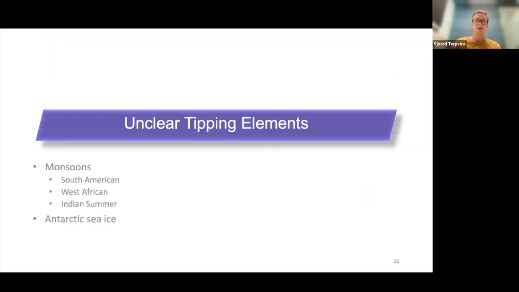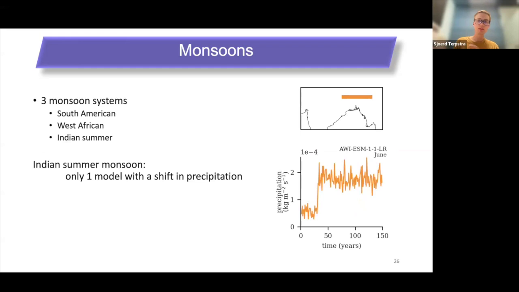Okay, the next section is about unclick tipping elements, which is about the monsoons and Antarctic sea ice. So we looked at three monsoon systems: the South American, the West African, and the Indian summer monsoon systems. And for this, we looked at the precipitation and latent heat flux. So we didn't look at specific indices for monsoons that also exist, because we just looked at the raw CMIP6 variables. And generally, we didn't really find any signal, nothing in the South American or West African one.